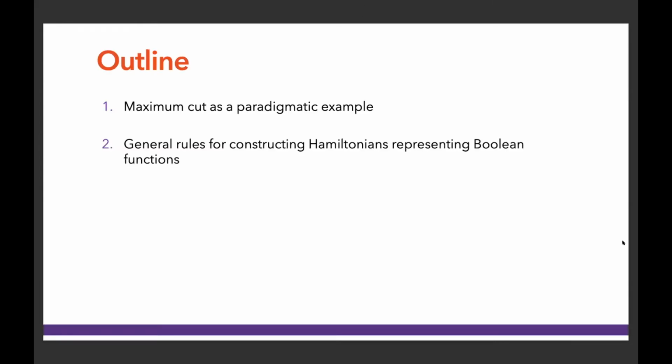So the way we're going to do this is we're going to start with the maximum cut problem, which is sort of this very nice paradigmatic example of how to map combinatorial optimization problems to QAOA. And then I'm going to talk briefly about how to do this more generally. Though now, if you go on the internet, you can probably find examples of these mappings for many, many problems very easily.